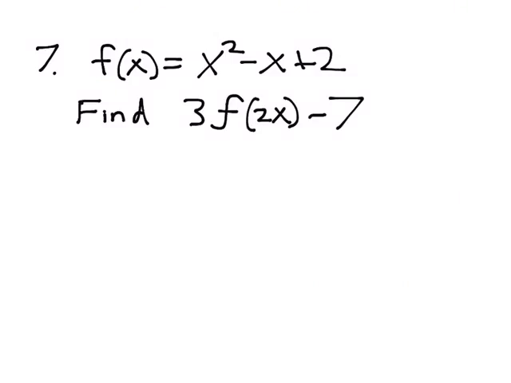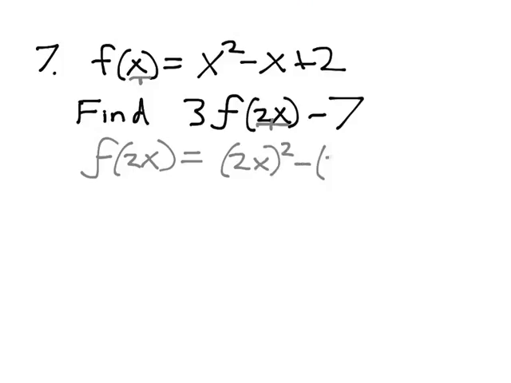For number 7, we're given a function, and we need to find 3 times f of 2x minus 7. The first thing we can do is write down this function, but replace everywhere we start with x with 2x. So let's start. f of 2x is equal to 2x squared minus 2x plus 2. Because 2x squared is 2 squared times x squared, it can be written as 4x squared minus 2x plus 2.